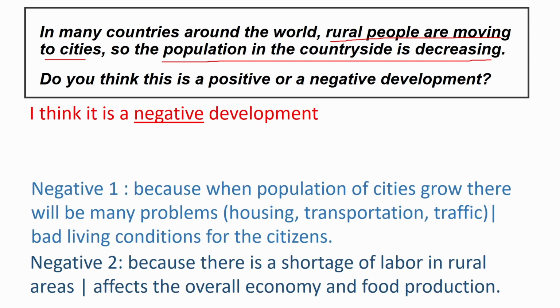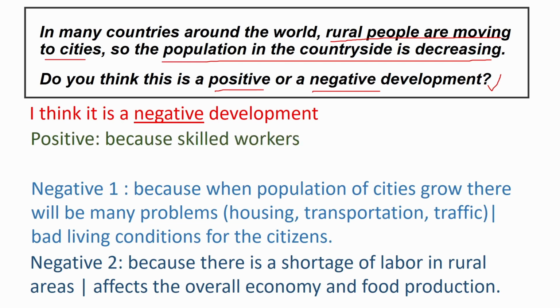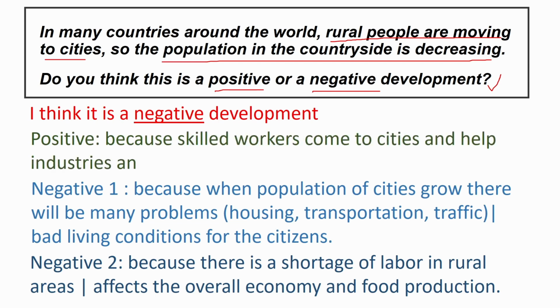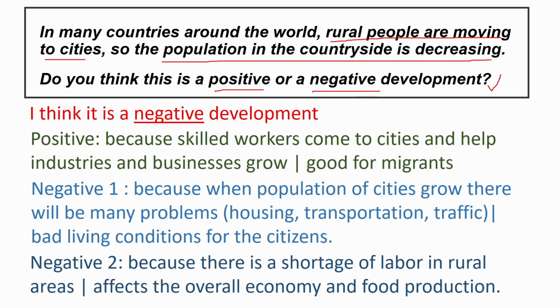So if you want to get a better score, you should talk about both sides. I mean, both negative and positive aspects. So in this way, you will address both sides of the question and present a clear position on the topic. So in this one, my position is, despite its positive aspects, urbanization is a negative trend or change. So giving one positive point, which is different from your, let's say, position, will help you to get a better score. Because skilled workers come to cities and help industries and businesses grow. So what is the result of that? It's good for migrants, people who come to cities, and also it's good for cities and citizens because cities will grow, right?